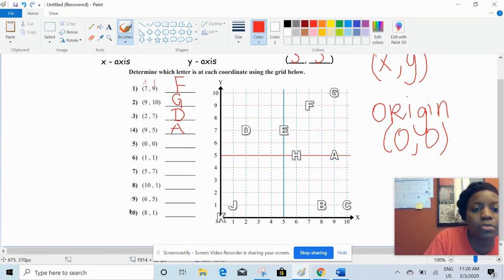And the last one that I'm doing with you is the number 5. Oh, what do we have here? It's the origin. So right at 0, 0, where our X is 0 and our Y is 0, we're going to go ahead and label that K.